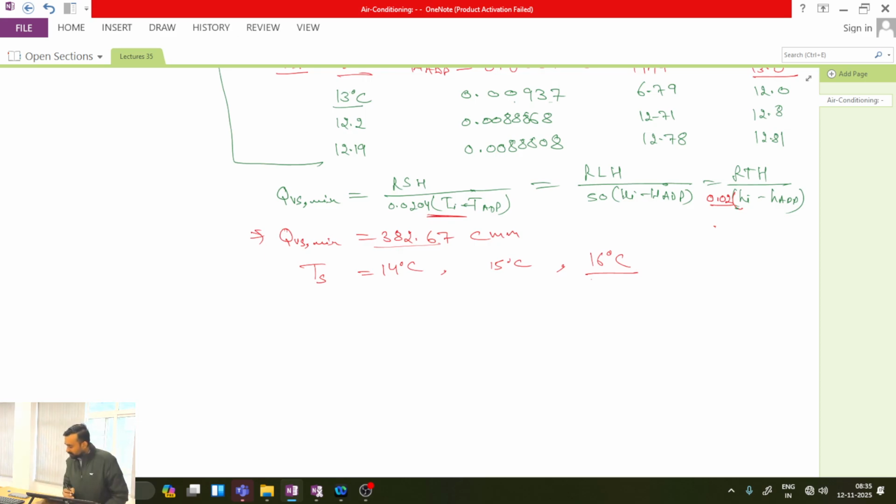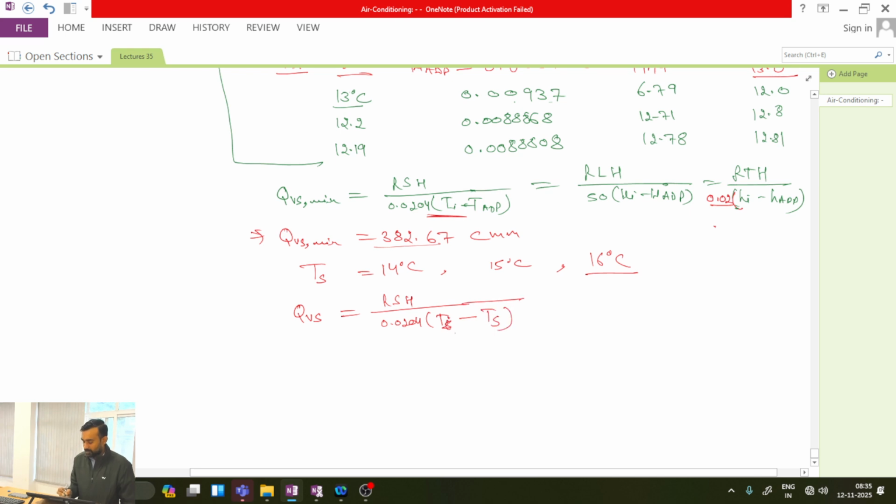Okay, so if you calculate the flow rate corresponding to 14, how much will it be? 445. QVS will again be equal to RSH upon TI minus TS. Earlier TI minus TADP was there, now it should be TI minus TS, corresponding to the supply state, and it comes out to be 445.63 cmm.